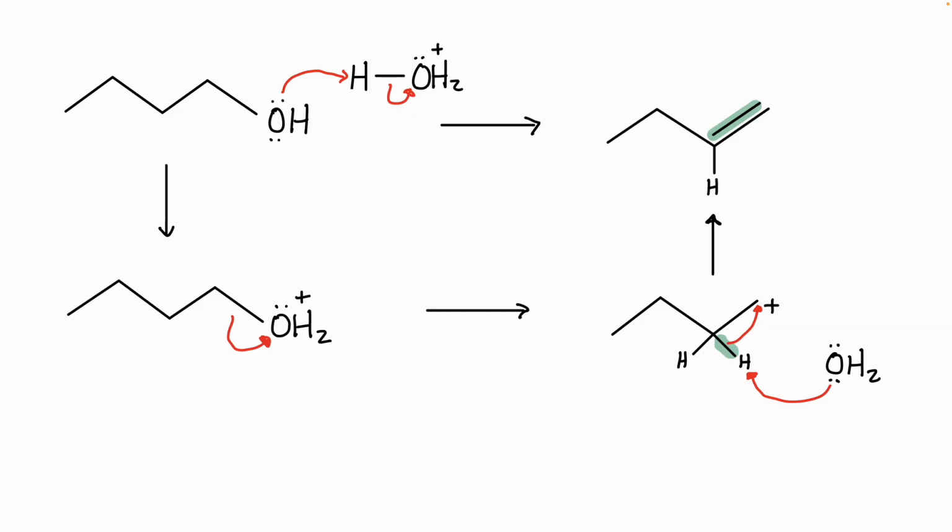Importantly, if we want to keep track of what carbon's what in our reactant here, yes, that red carbon loses that leaving group, but its next door neighbor is also involved in this reaction, right? Its next door neighbor is what ends up losing that hydrogen to form our new carbon-carbon pi bond. Cool.